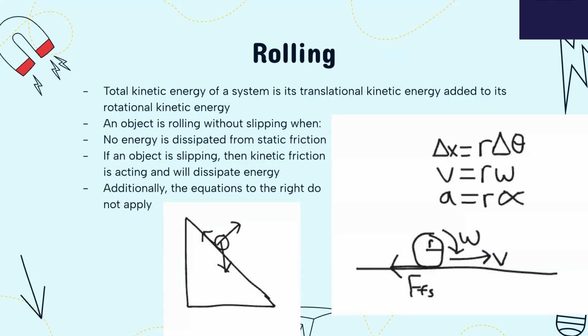Note that the total kinetic energy of a system is the sum of its translational and rotational kinetic energy, as we mentioned earlier. The following equations on the right apply if an object is rolling without slipping. We've seen these equations before for an object rotating about an axis, but these will apply if an object is rolling without slipping. When an object is rolling down a ramp without slipping, there's the force of gravity down, the normal force perpendicular, and a force of static friction up the ramp.